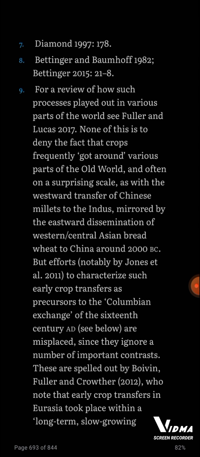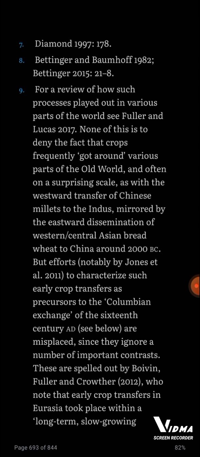is to deny the fact that crops frequently got around various parts of the world, and often at surprising scale. As with the westward transfer of Chinese millets to the Indus, mirrored by the eastward dissemination of Western or Central Asian bread wheat to China around 2000 BC. But efforts, notably by Jones et al. 2011, to characterize such early crop transfers as precursors to the Columbian exchange of the 16th century AD, see below, are misplaced, since they ignore a number of important contrasts.